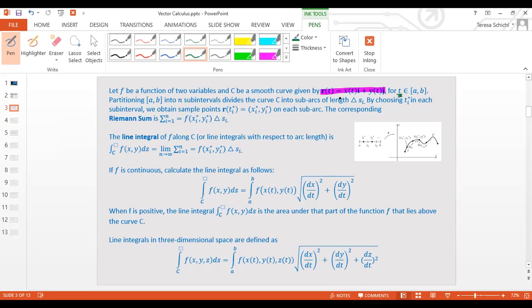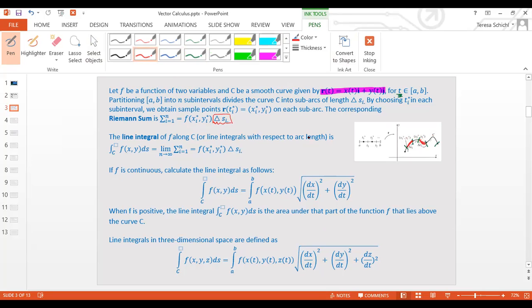We use the same Riemann sum concept. We divide this into n subintervals. This is the curve I'm trying to integrate over, so I divide it into several small intervals. That is the delta s_i here. This one is delta s_i, this one is delta s_i here.